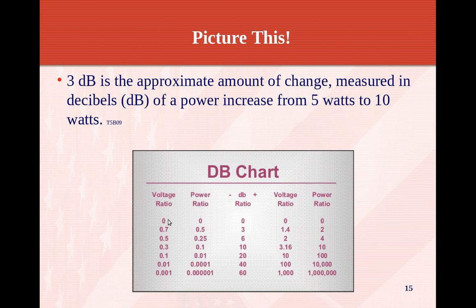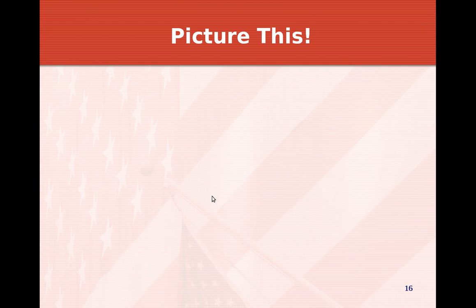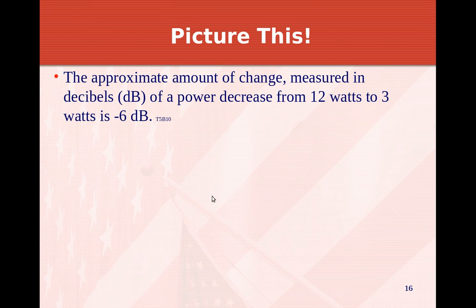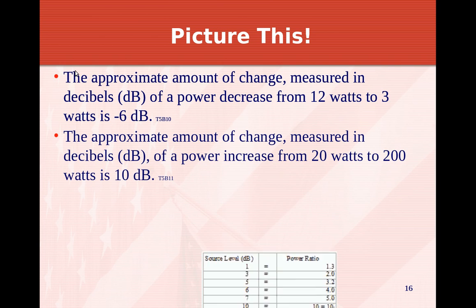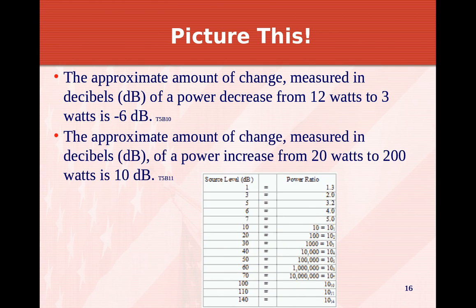You also have the voltage ratio in dB. So we're just going to concentrate on the power today because I think these slides only deal with power. The approximate amount of change measured in decibels of a power decrease from 12 watts to 3 watts is minus 6 dB. The approximate amount of change measured in decibels of a power increase from 20 to 200 watts is 10 dB. Okay, so here's our chart again.